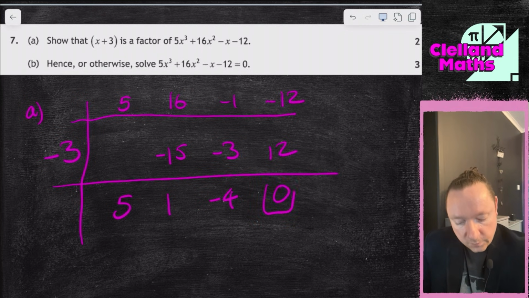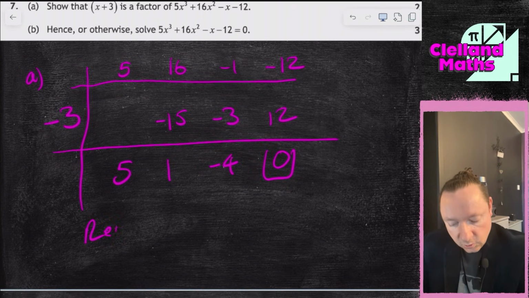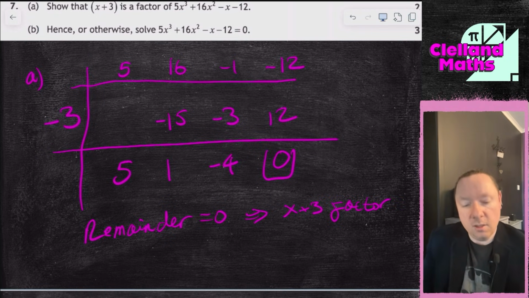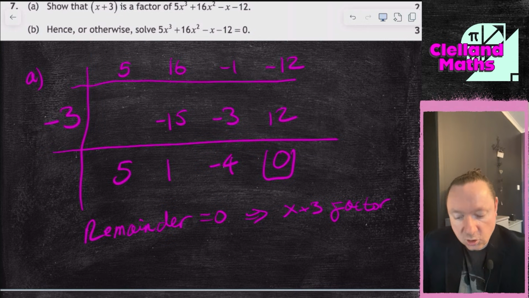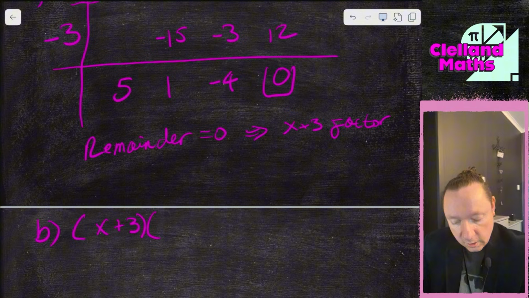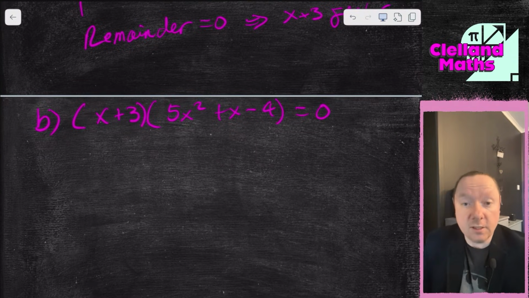And we'll get 0. So since the remainder equals 0, that implies that x plus 3 is a factor. Well, the way you could say that is f of minus 3 is 0, so x plus 3 is a factor. Now we have to solve it, and it's the same equation. So for part B, we've already got x plus 3 as a factor, so I'll just write that again. And then we've got 5x squared plus x minus 4 equals 0. So a little bit of hard factorising if it does factorise.